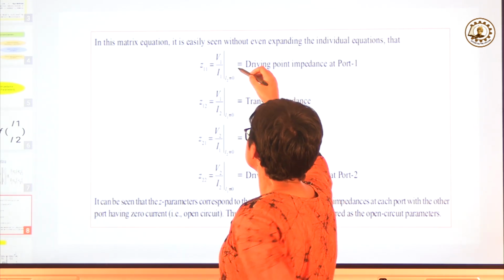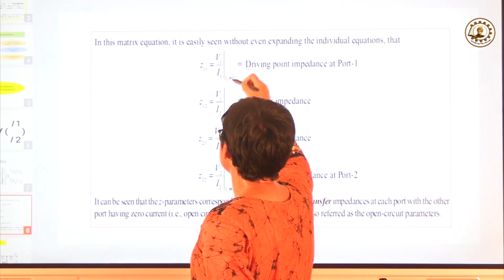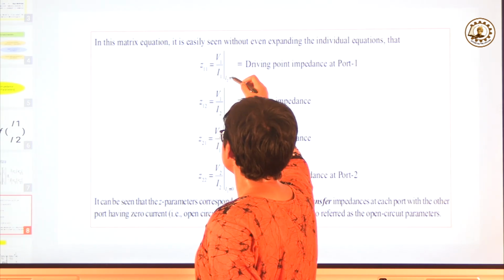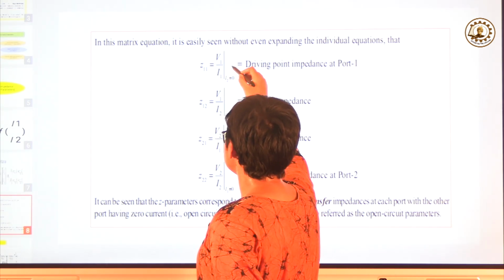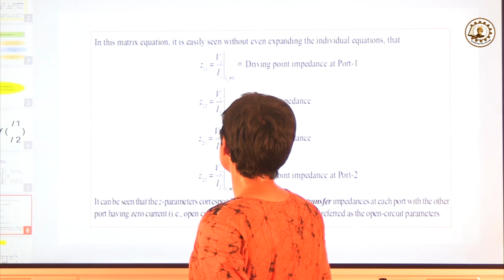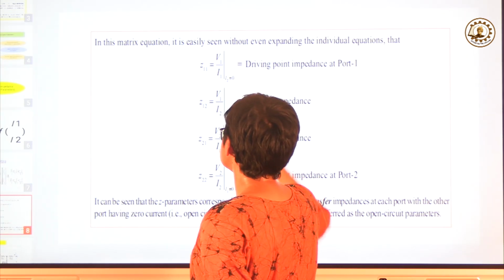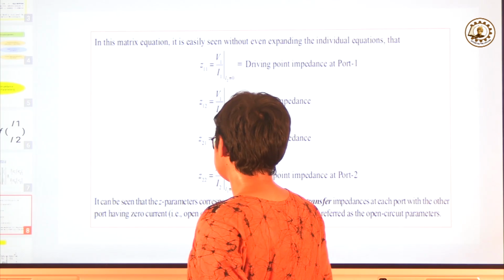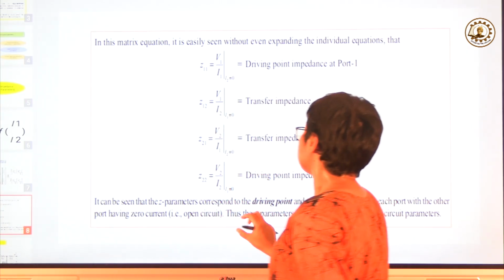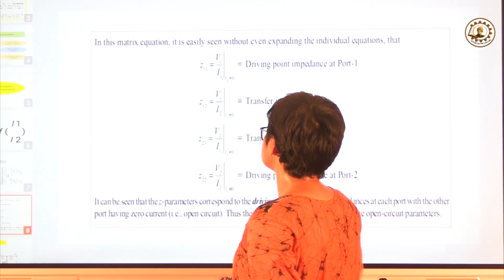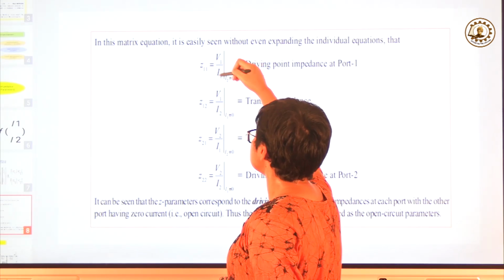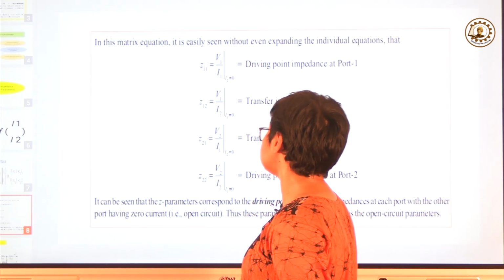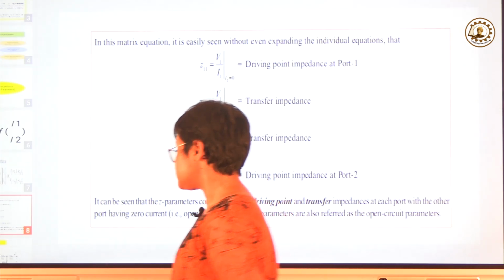Now, if we notice the parameters, in all the cases, we have made I equals 0, either at port 2 or at port 1. So when we are making I equals 0, it means current 0 means open circuit, and hence the name open circuit impedance parameters. Why impedance? Because this is a ratio of voltage and current. Therefore, the name of the parameter is open circuit impedance parameters.